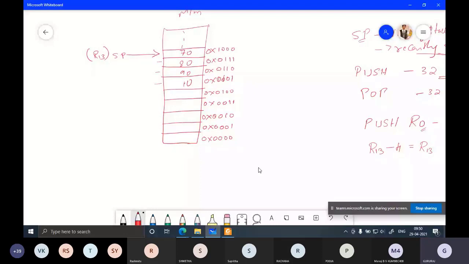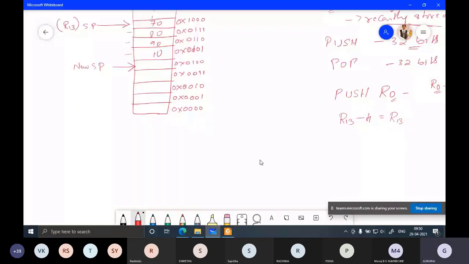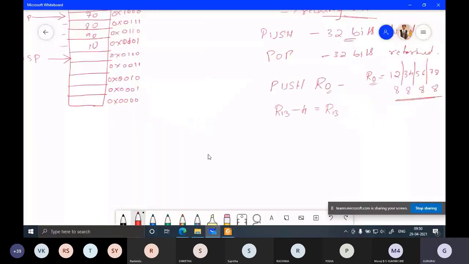Decrement by 4, now the new data will be stored. How will the new data be stored? Let's say first the MSB part of the data, the first 8 bits, will be stored. The first 8 bits of the data is 12, so 12 will be stored here.